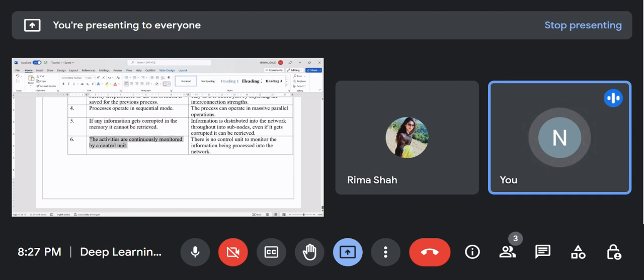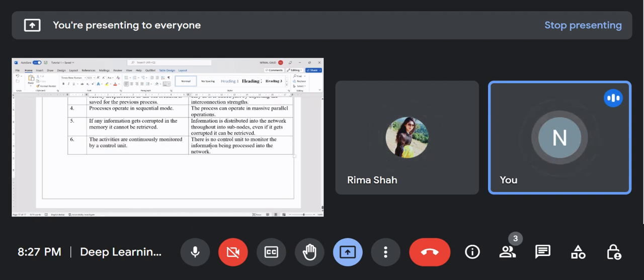The activities are continuously monitored by a control unit. Obviously here we have certain parameters, and on the basis of parameters we are noting their values. There is one thing, history. We print the history of the number of times our model got trained, your validation accuracy, validation loss, training loss and training accuracy. Over the number of epochs we plot the graph, and everything is stored in the history. However, in the biological network there is no control unit to monitor the information being processed.